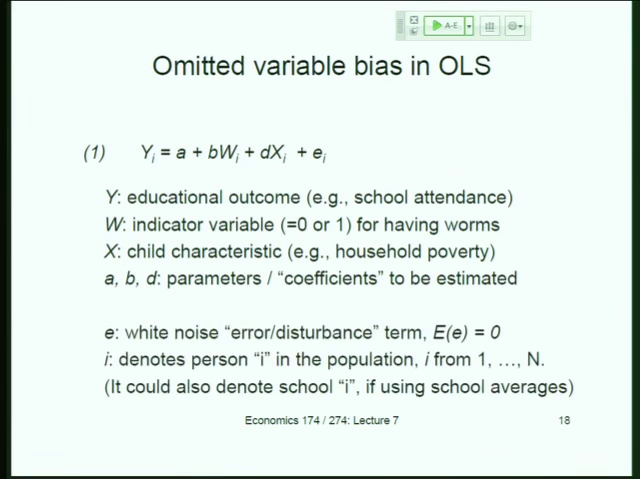It's going to be mean zero and conditionally independent. It's basically an IID error term, the standard IID white noise error term. The subscript I here denotes a person. Now, it can also denote a school. It can denote whatever unit we have data on.